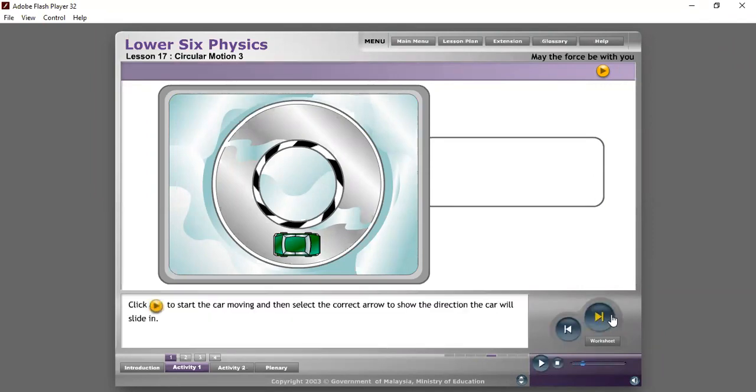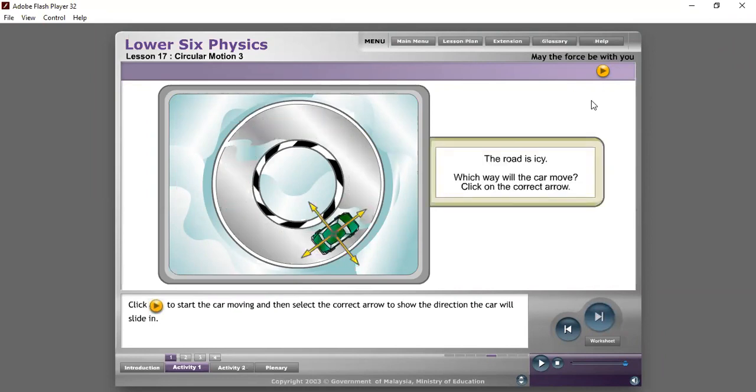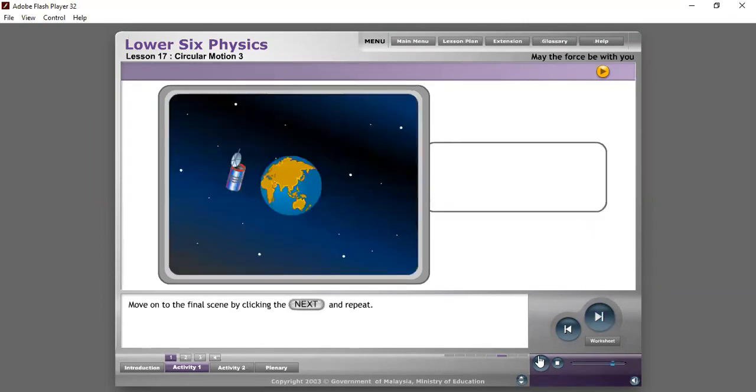Click the play button to start the car moving, and then select the correct arrow to show the direction the car will slide in. Okay, now the car has moved in an anti-clockwise direction. If the car lost control and skidded here, which direction will this car go? So it will move in this direction when the car loses control. Move on to the final scene by clicking the next button and repeat.